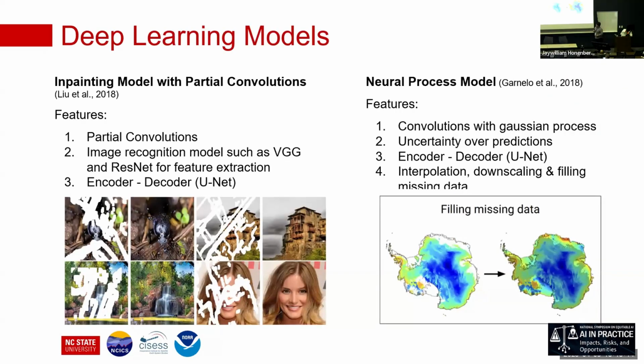The two methods we have been testing: one is the inpainting algorithm, which has been quite commonly used in computer vision, where you have missing values in an image and you try to generate a guess for those regions where you don't have any existing data.